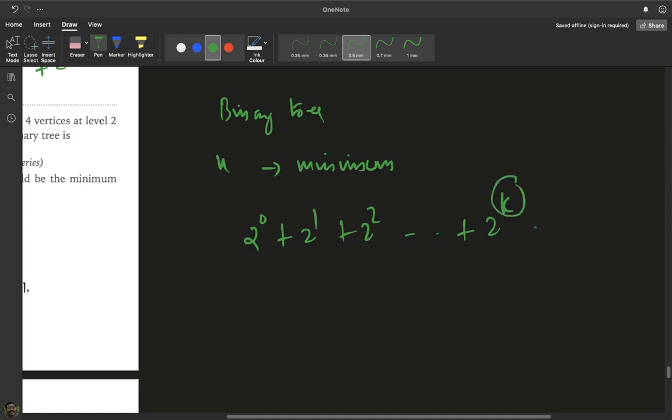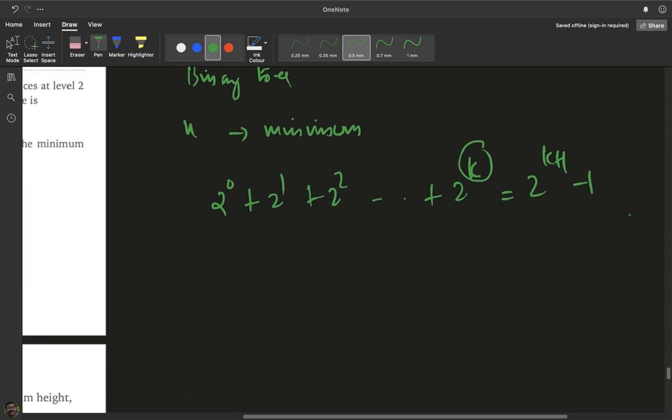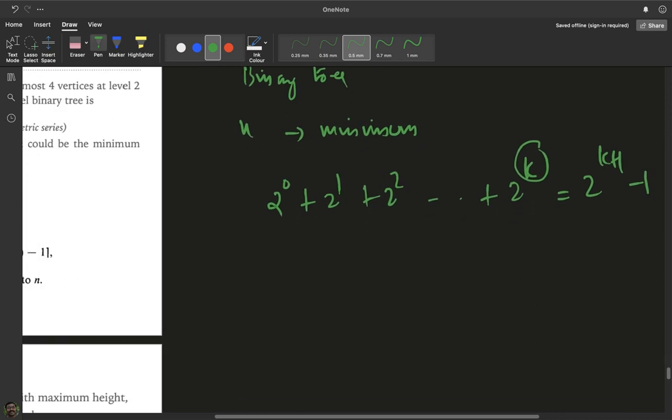So for that, you know that the sum of all these is equal to 2 raised to k plus 1 minus 1. I need to find the value of that k. So your n is equal to this, suppose. It may not be perfect because it can be 2 raised to k, so maybe you may need some more numbers here. Suppose it cannot be written perfectly.